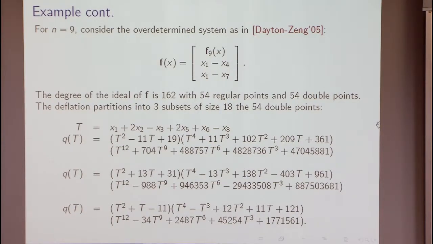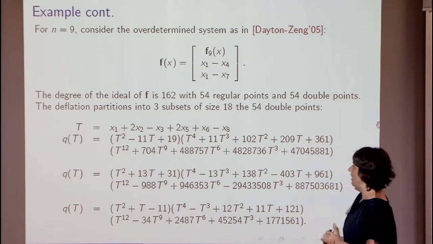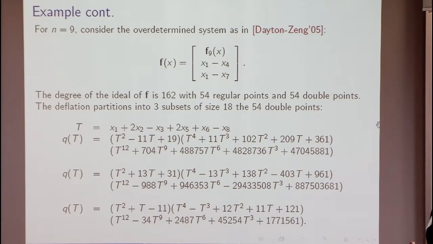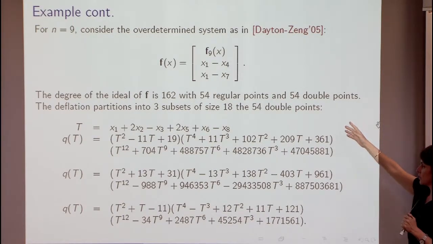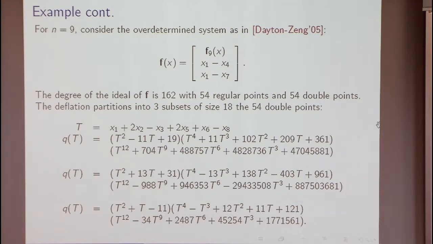And then finally, the cyclic 9 system, a little bit modified, now has 54 regular and 54 double roots. And then these double roots actually split up into 3 subsets, depending on which subdeterminant of the Jacobian matrix is non-singular, and then for each of them you can find the rational representation.